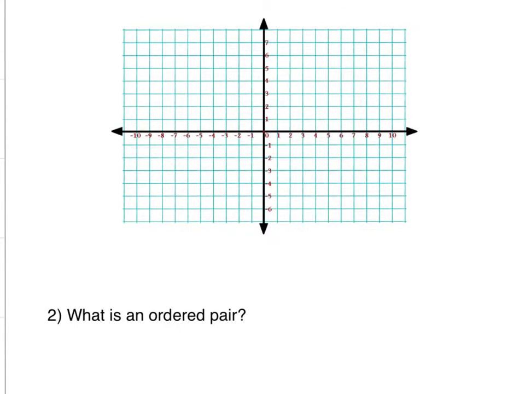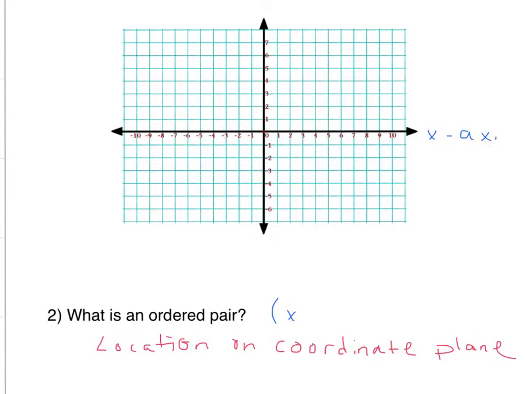What is an ordered pair? An ordered pair is a location on our coordinate plane. When we talk about ordered pairs, they're always written the same way. First we list our x, which just as a reminder, the horizontal is our x-axis, and vertical is the y-axis. So first we list our x-coordinate, and then our y-coordinate.